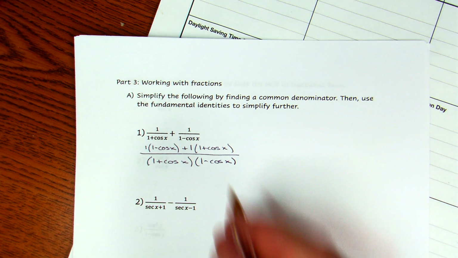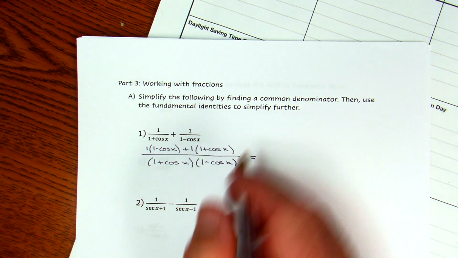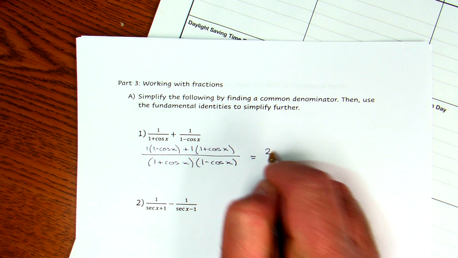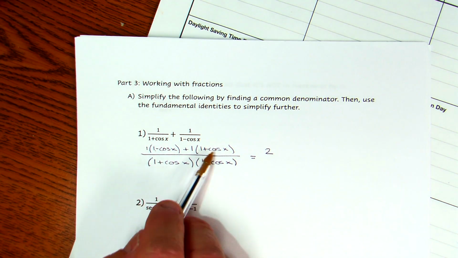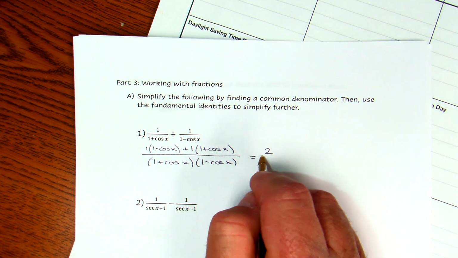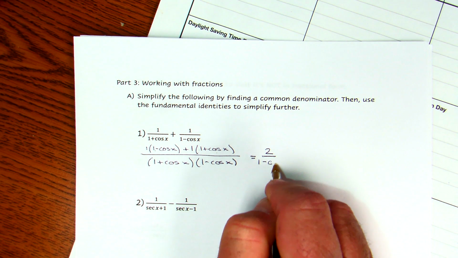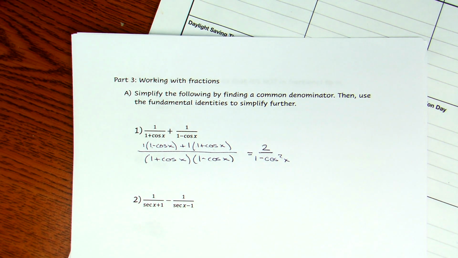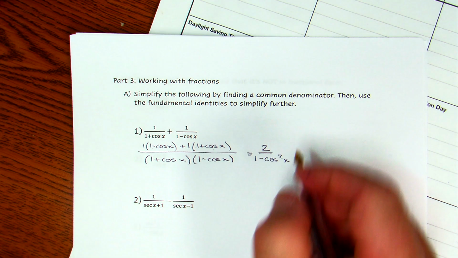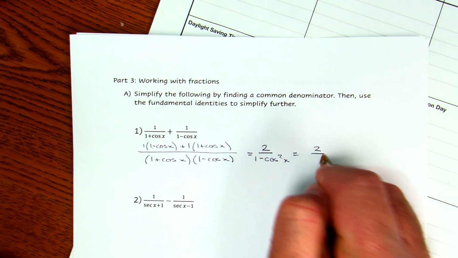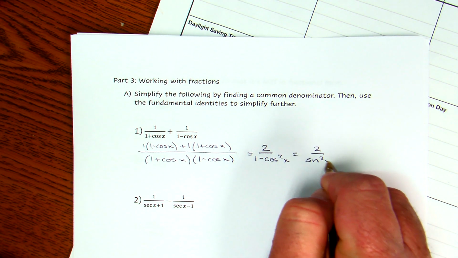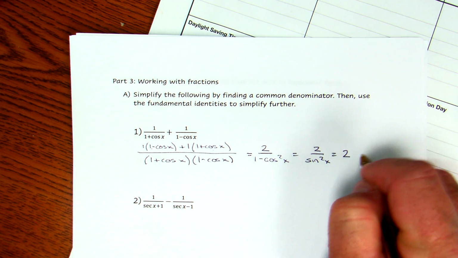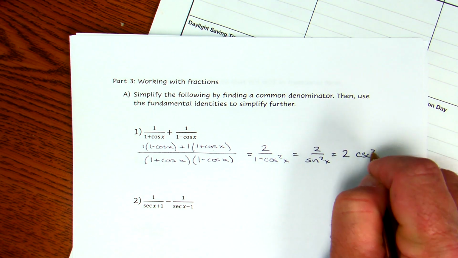All right, equals, when I distribute, 1 times 1 is 1, 1 times 1 is 1, 1 plus 1 is 2. The negative cosine x plus cosine x cancels out over 1 minus cosine squared x. Everybody good thus far? 1 minus cosine squared x, using your Pythagorean identities, is sine squared x. And since that's in the denominator, 2 cosecant squared x.